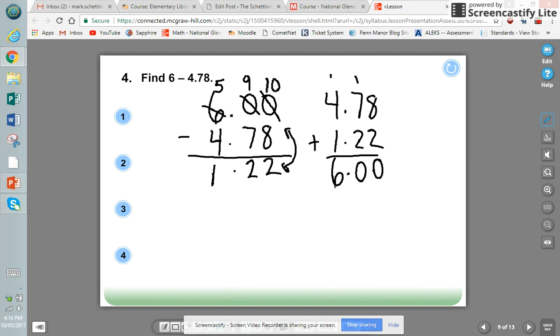Ladies and gentlemen, that is how you add decimals. That's how you subtract decimals. Please line up the decimals.